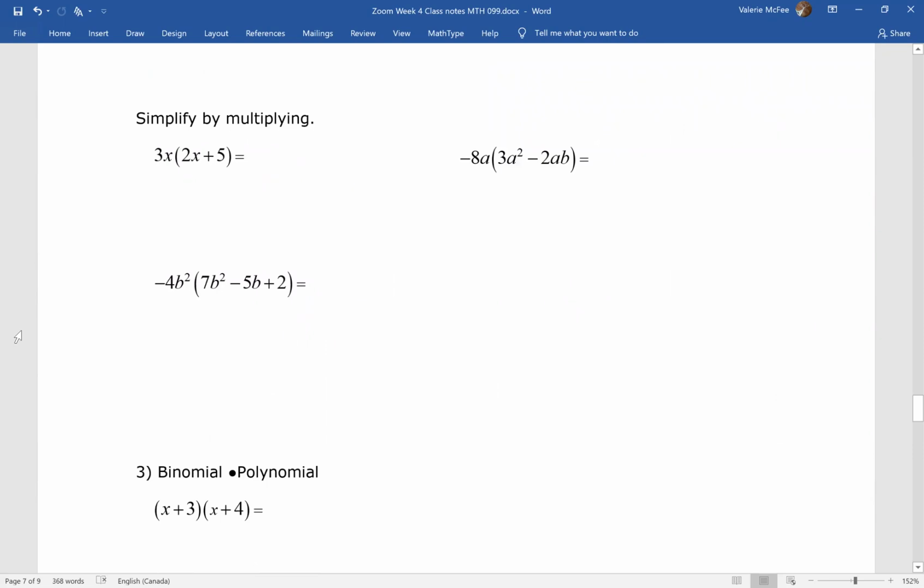Let's practice some multiplying. We start with 3x times 2x. Well, we know we multiply the integers in front, 3 times 2, and then add the exponents. And then 3x times 5. 3 times 5 is 15, positive 15, and there's only one x. Why don't you pause your video and try multiplying the next two?